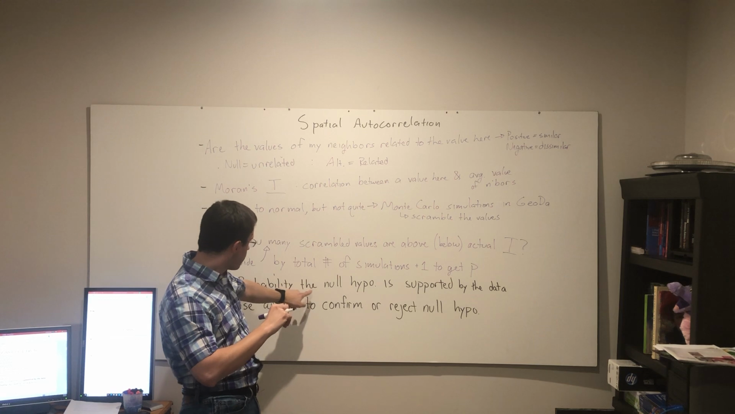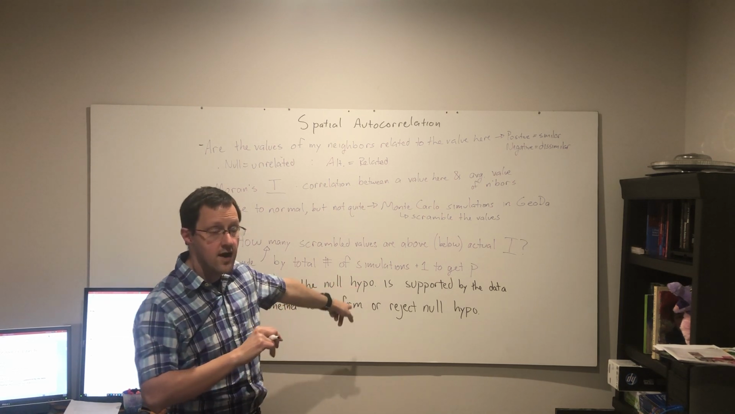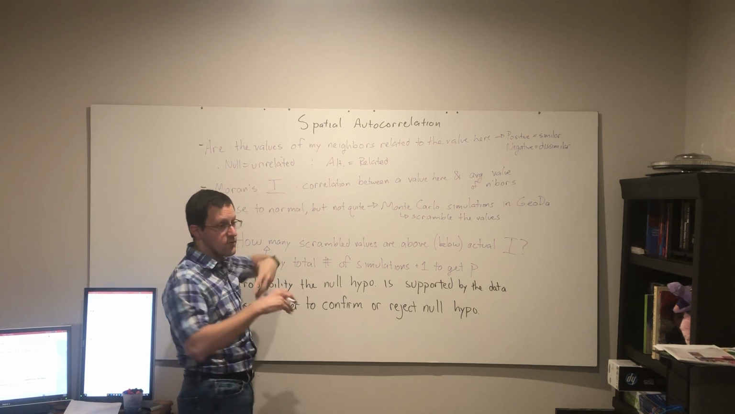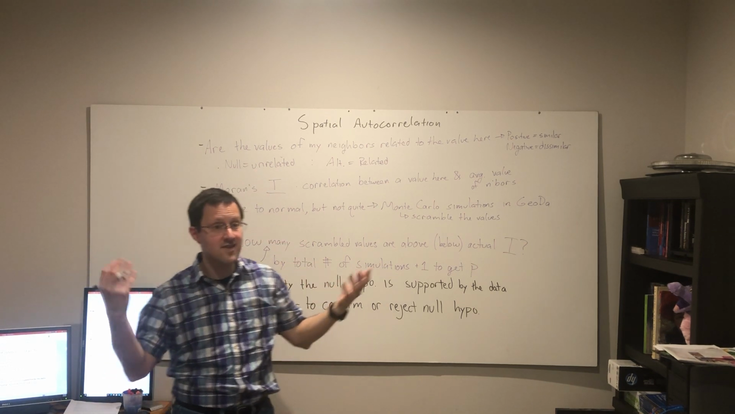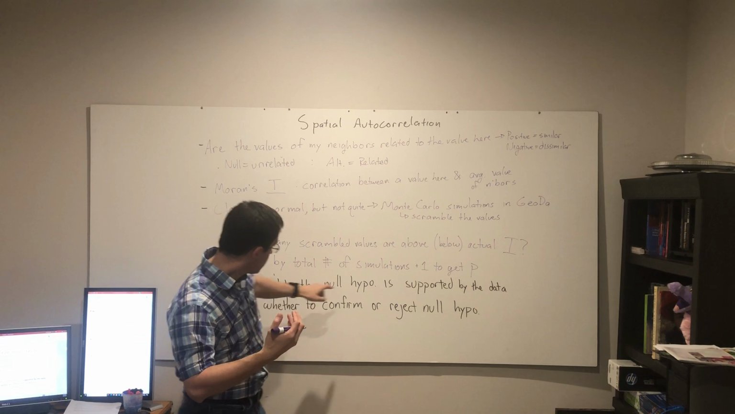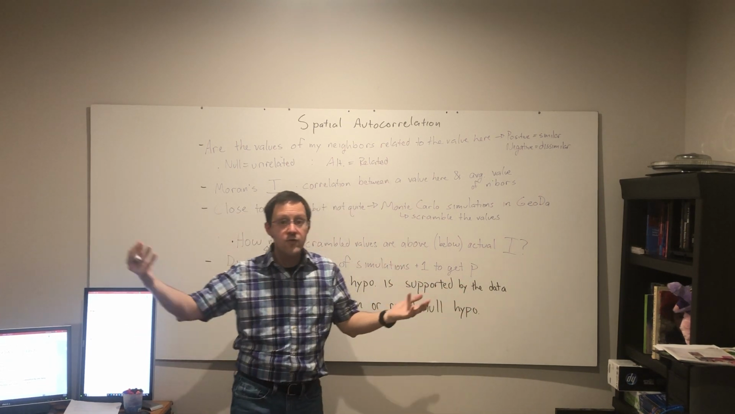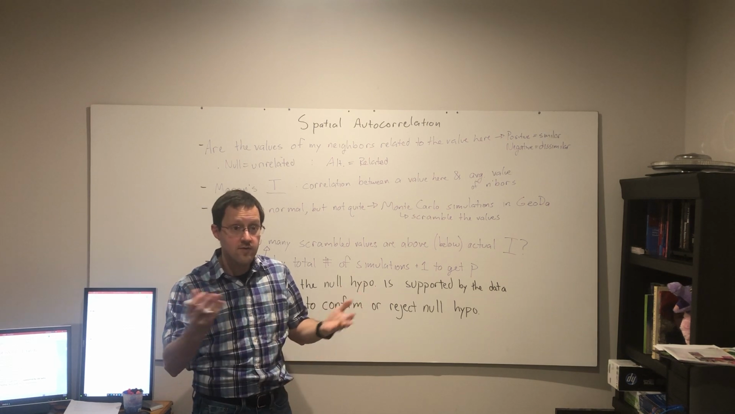Representing that is the probability, the null hypothesis, the probability that there is no relationship between a county or a place and its neighbors, is supported by the data. And that's, given the example that I used here, COVID-19 rate.